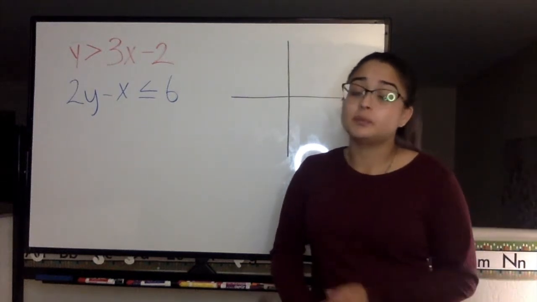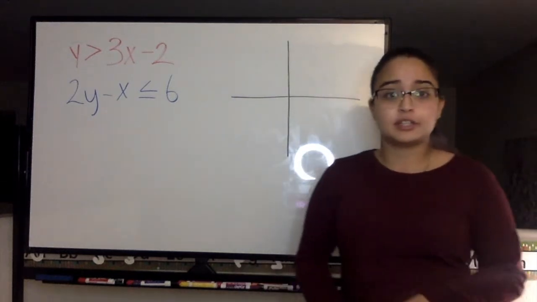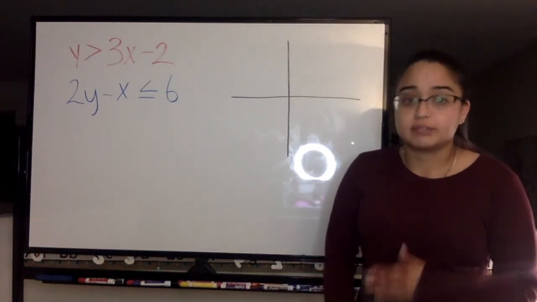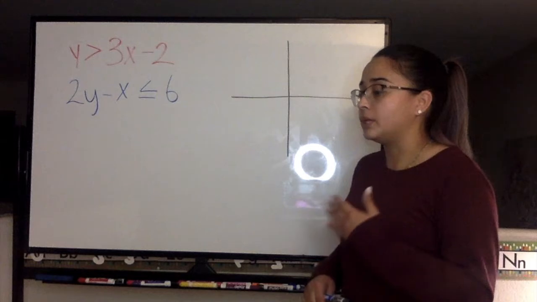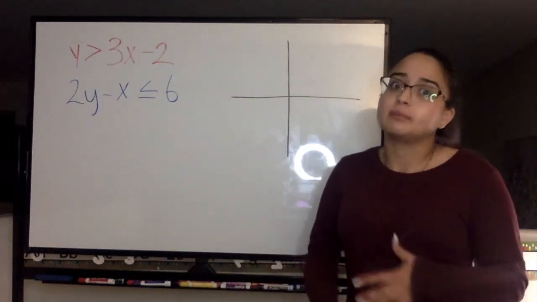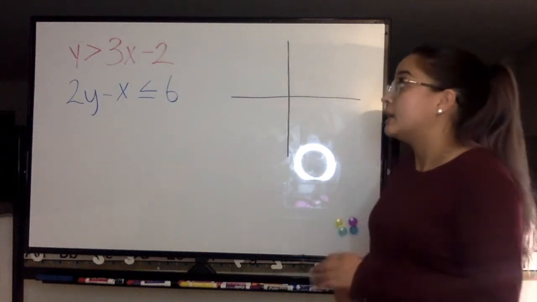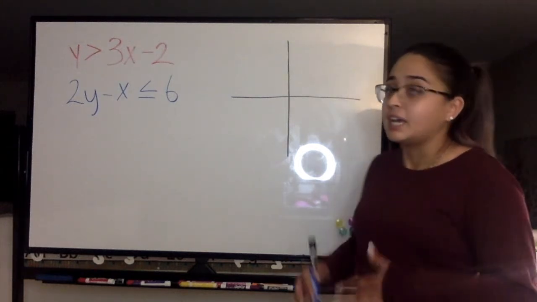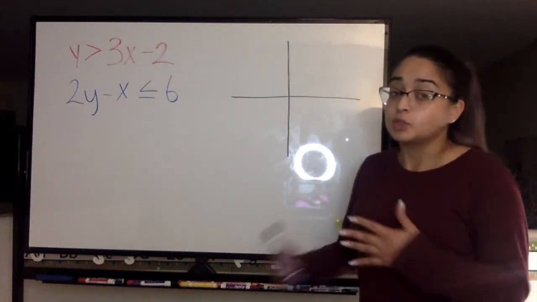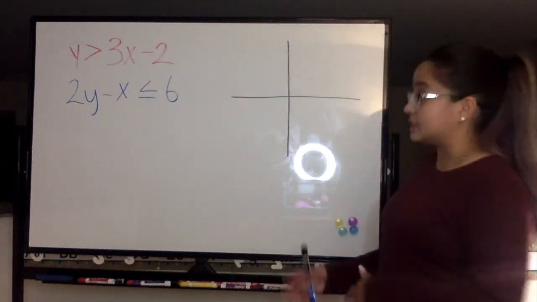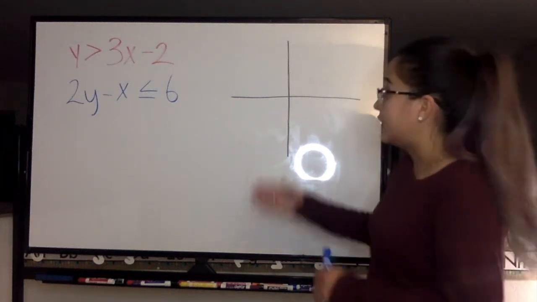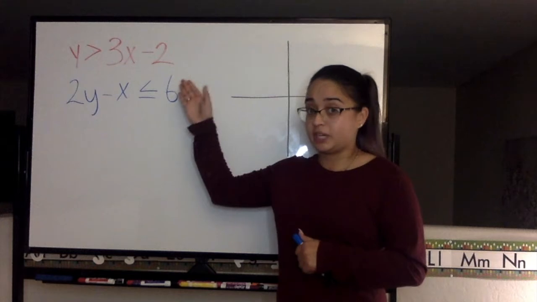Today we're continuing with concept number 6, which is linear inequalities. So we learned how to graph an inequality, and then we learned how to set up an inequality in a y equals mx plus b format to be able to graph it. And today we're going to be graphing two linear inequalities on the same graph. So to begin, we have our two inequalities right here.